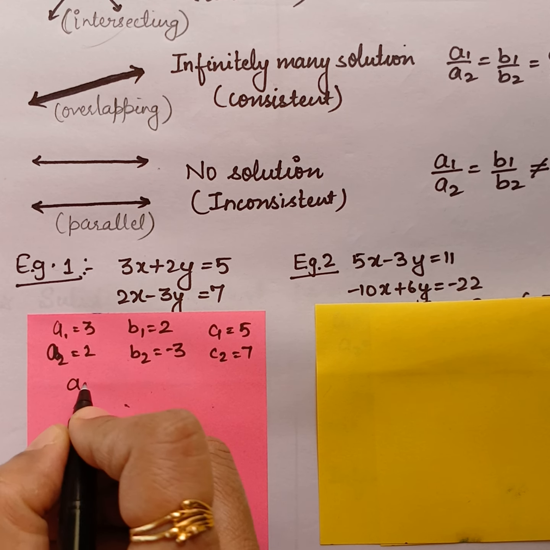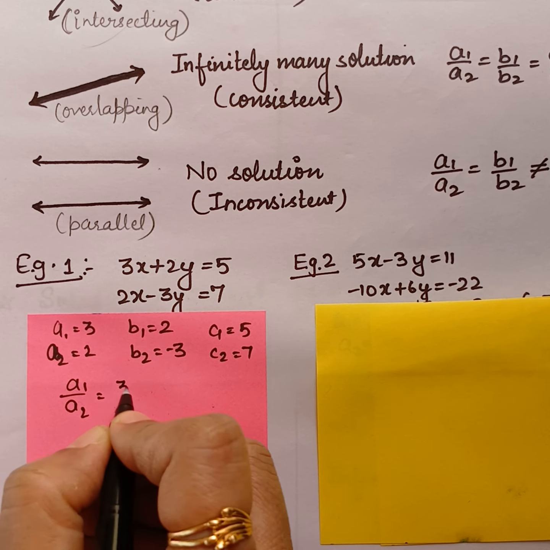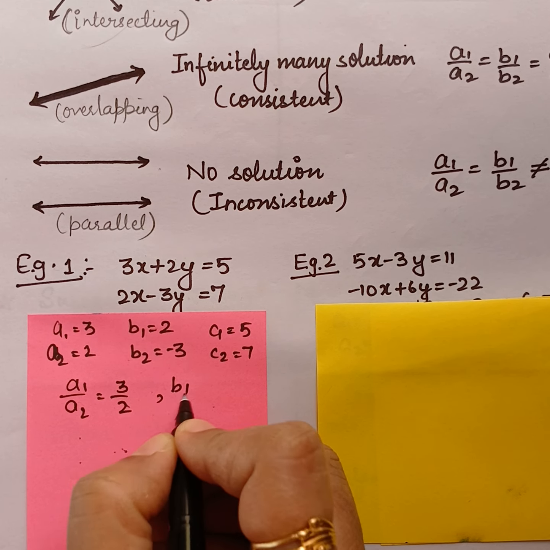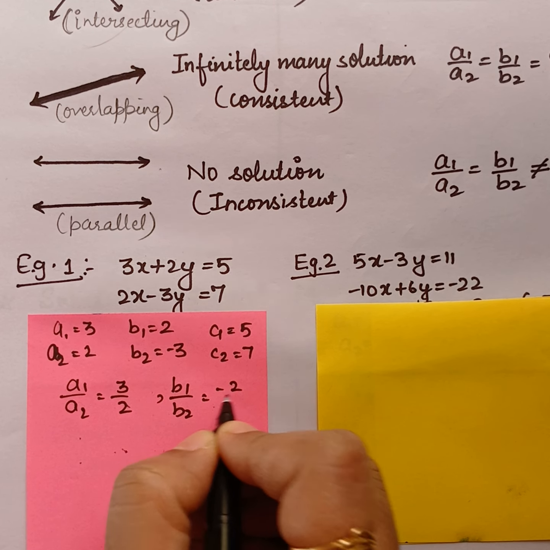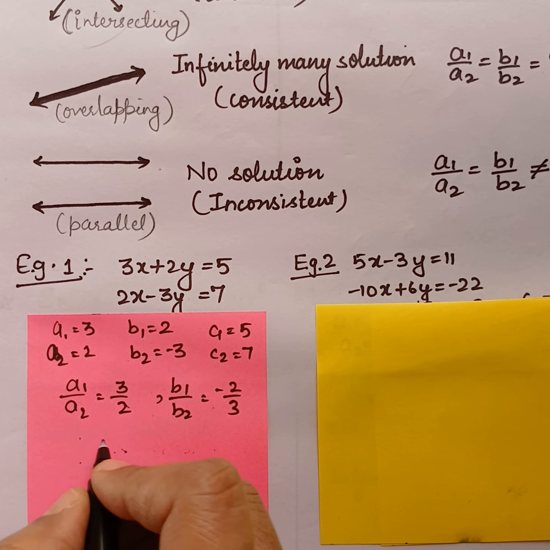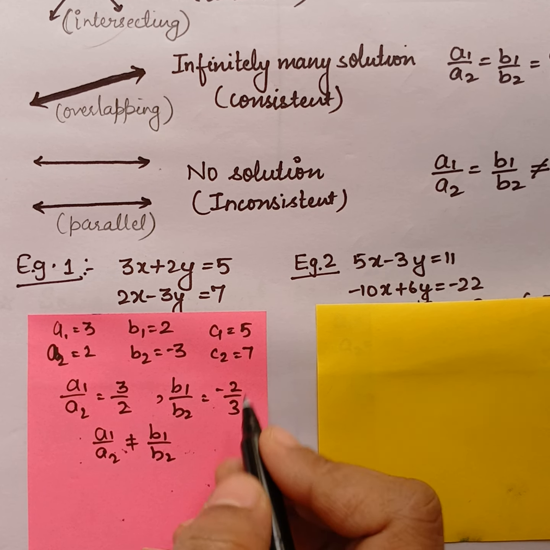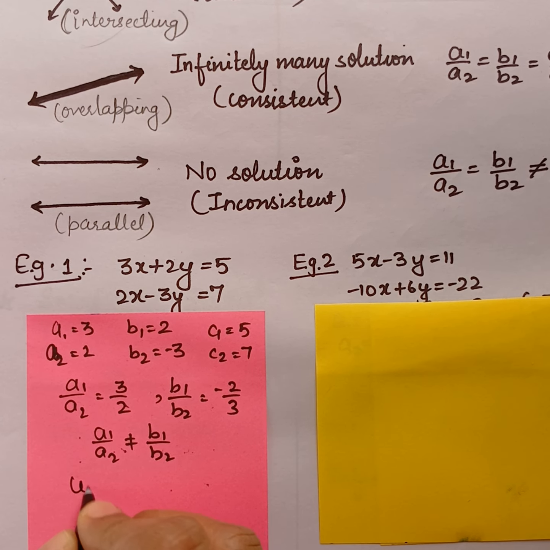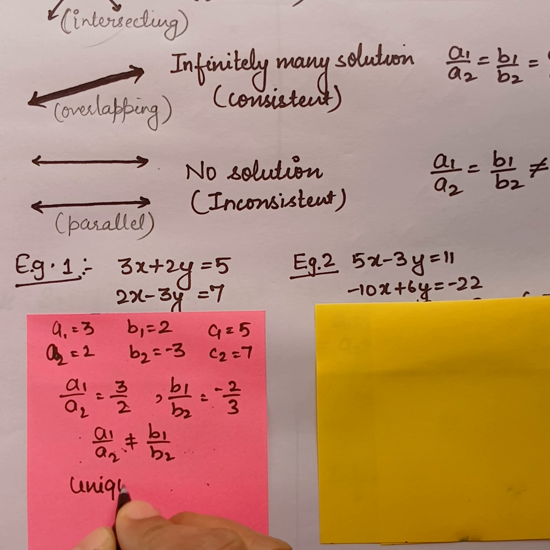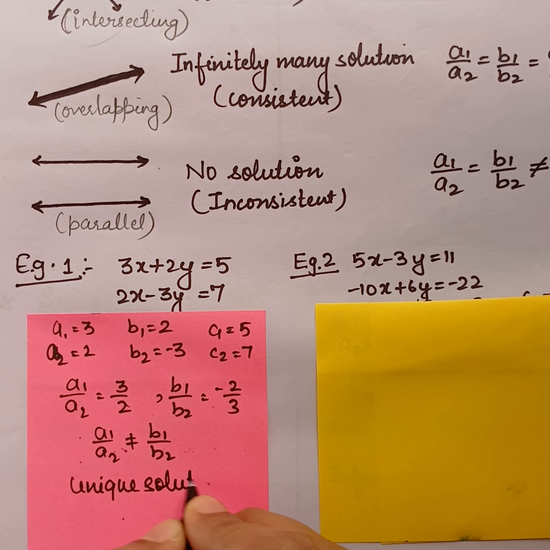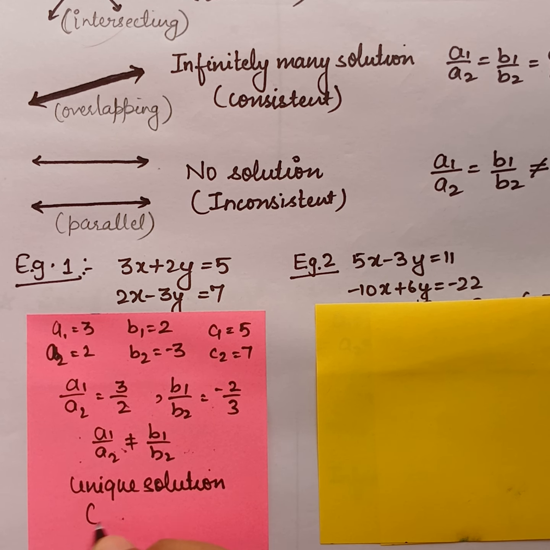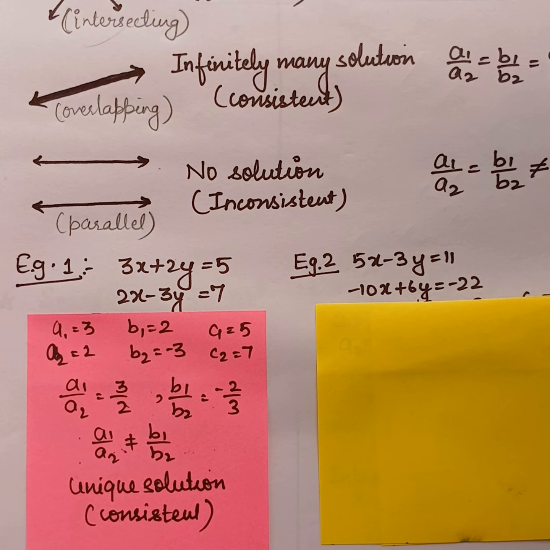So here a1 by a2 is equal to 3 by 2. And b1 by b2 is equal to minus 2 by 3. So here when we know that a1 by a2 is not equal to b1 by b2, we should stop here. No need to find the ratio c1, c2. So in this case, we will have a unique solution. Or if they ask whether it is consistent or not, we can write consistent solution. These pair of lines are consistent.